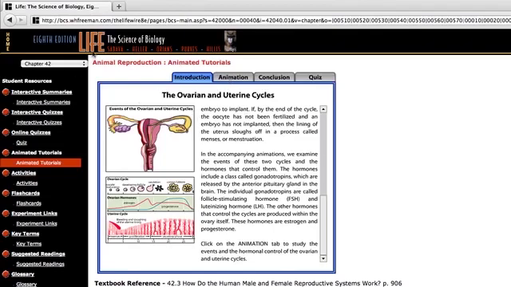This website is called the Life Wire. If you go to lifewire.com and you pick chapter 42, right on the left hand side right here, you'll be able to access animated tutorials and you have to pick animal reproduction.